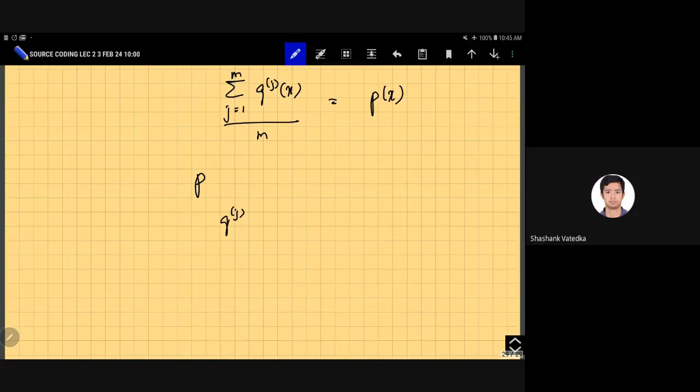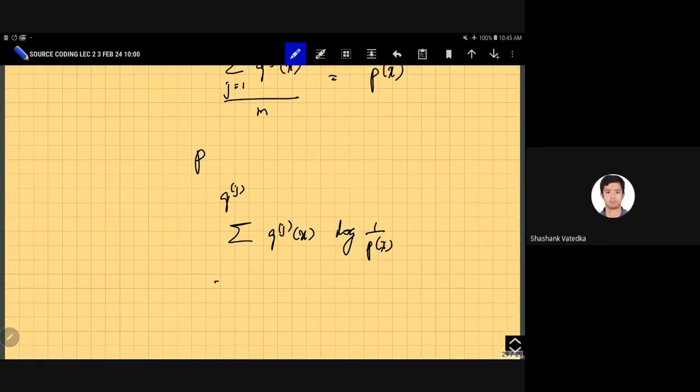So what is the expected length that we achieve for the jth file? It is summation qj of x log, roughly log 1 over p of x. I'm ignoring the ceiling and stuff like that. So what is this equal to? This is h of q plus dqp. You agree? Okay, so this is fine.